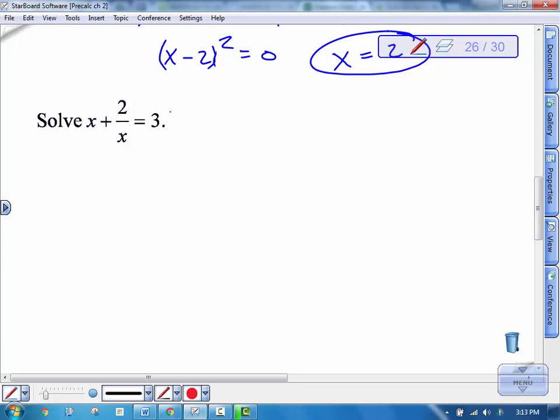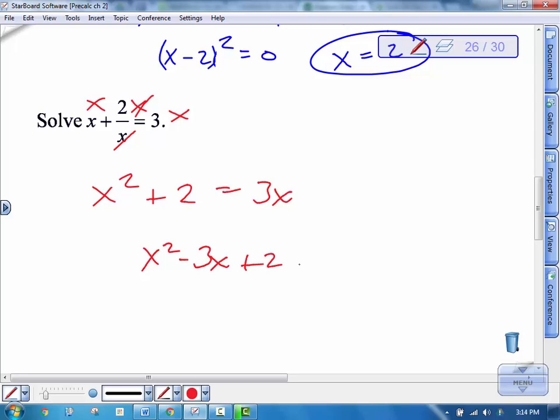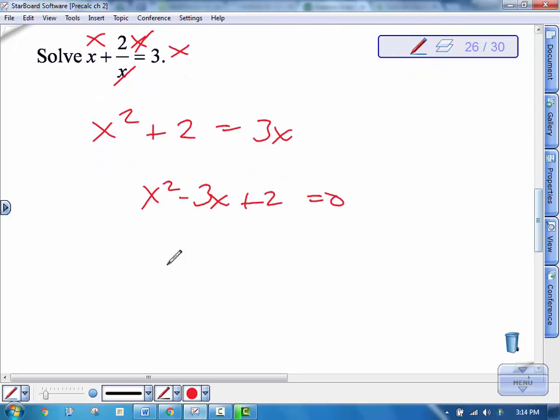This one, we're going to clear fractions by multiplying through by x. If you do that, you get x squared plus 2, these x's cancel, equals 3x. And once again, we have a quadratic. Subtract 3x from both sides. And try to factor that if you can. x minus 2, x minus 1. And that gives you x equals 2 and 1. Those are your two solutions.